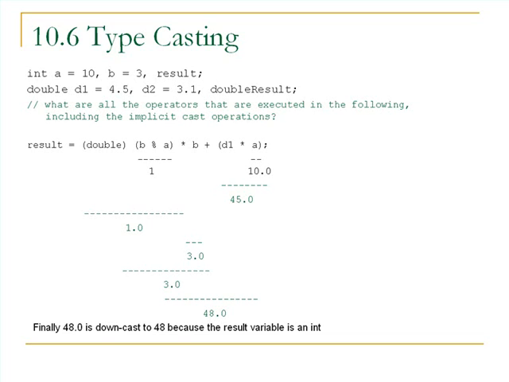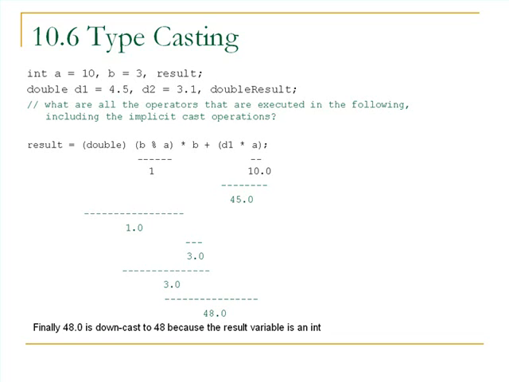So as we read down through this, what happens inside the parentheses happens first. So B modulus A, 10 mod 3 is 1, and we'll put the 1 there. And then inside the other parentheses, we have a double times an int. The first thing that happens is an implicit upcast of the int to be a double. So now we have D1 times 10.0, and it evaluates to 45.0.